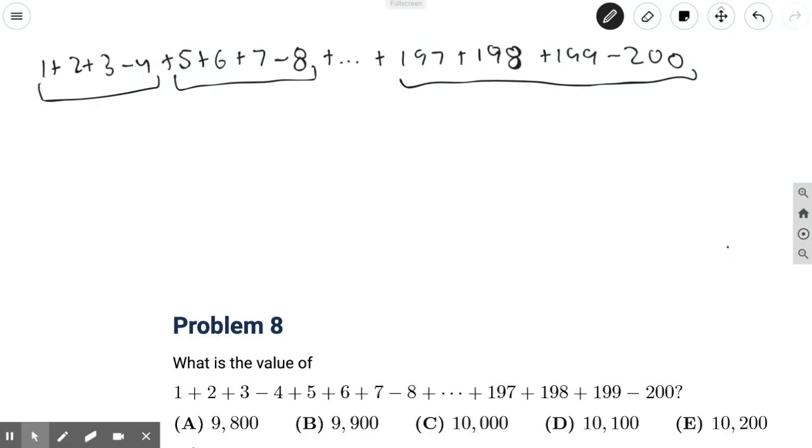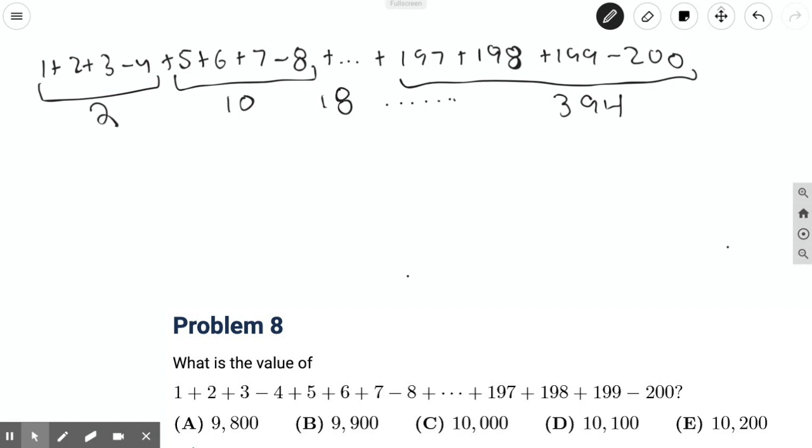So let's start adding some of these up. 1 plus 2 plus 3 minus 4 gives us a sum of 2. 5 plus 6 plus 7 minus 8 gives us a sum of 10. The next set gives us 18, and so on, until we come over here with 394 once we sum this up. So now we see that we have an arithmetic sequence which we can easily sum up.